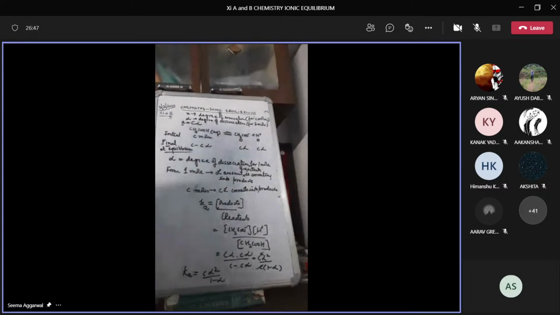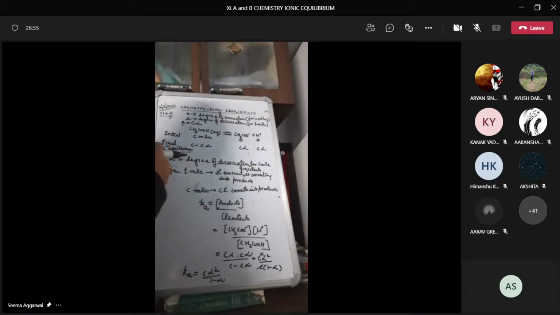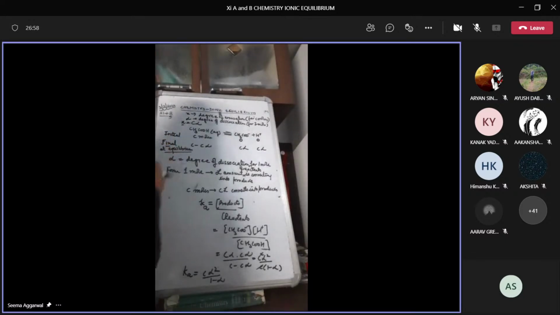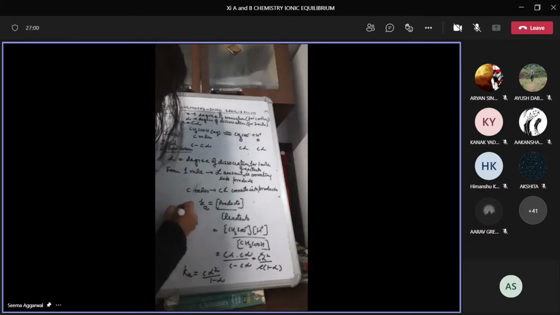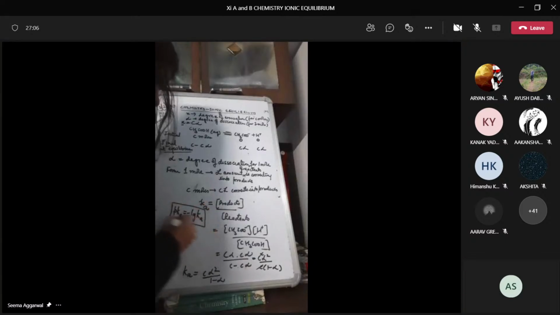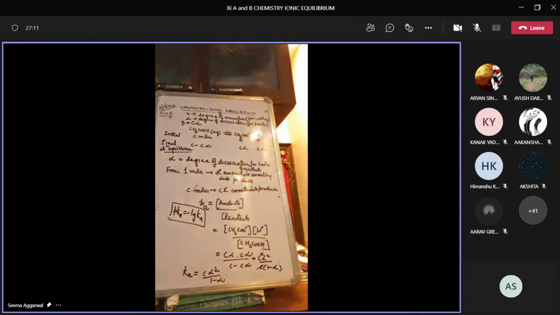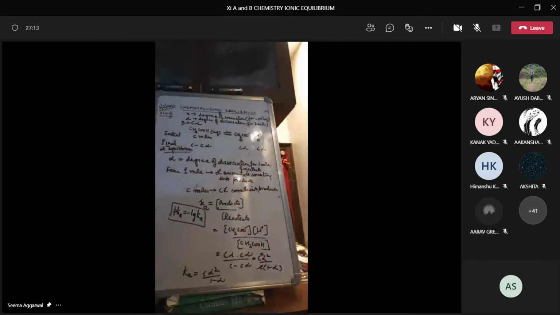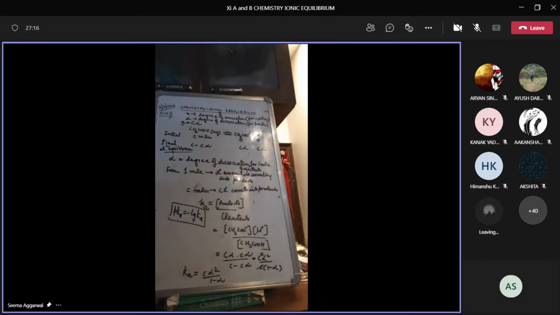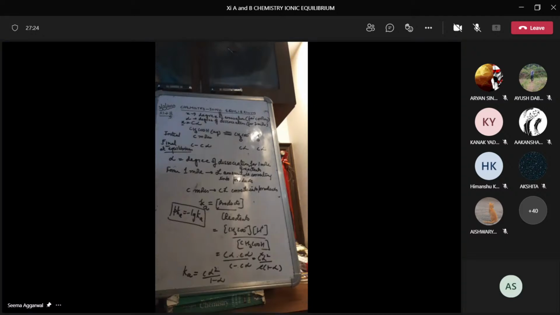And for acids, we can find pH. pH means minus log H plus. Okay. So in this particular case, we can also find out the pKa. What is pKa? Minus log Ka. P means minus log. So sometimes in the question, they ask you to calculate the pKa. pK is nothing but minus log Ka. Okay. So it means that for acetic acid, Ka is equal to C alpha square upon 1 minus alpha. Clear?